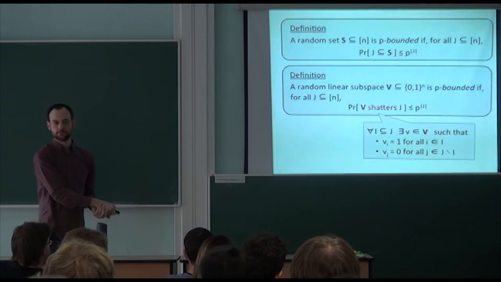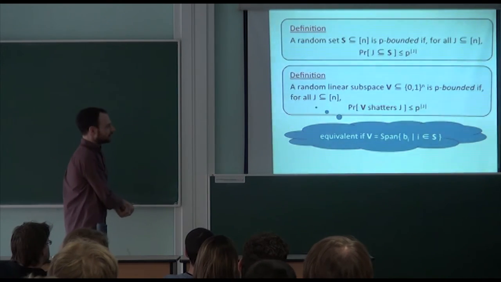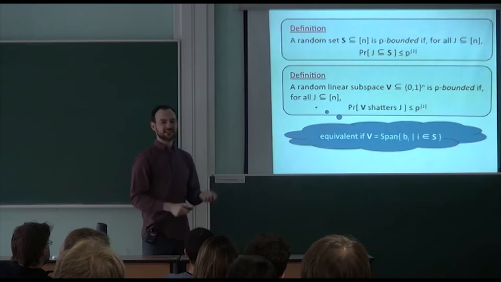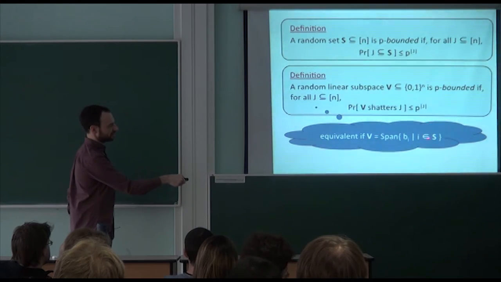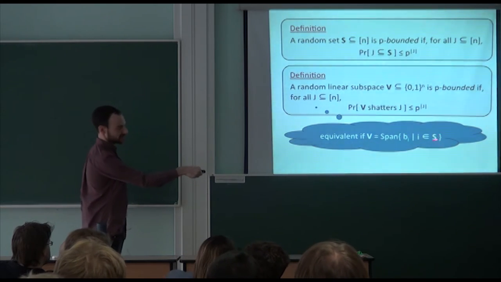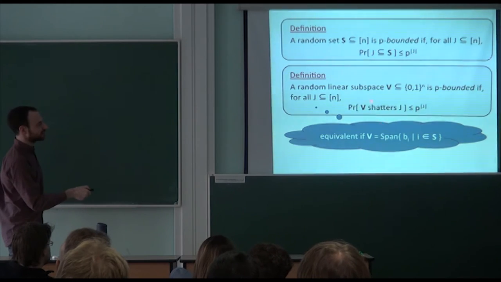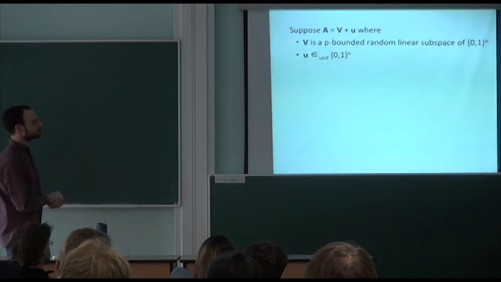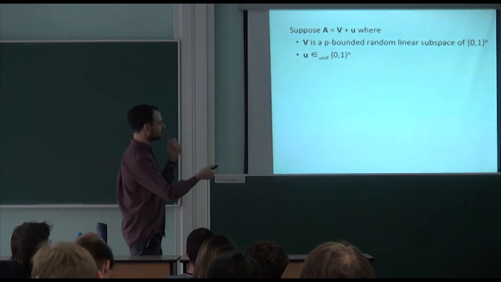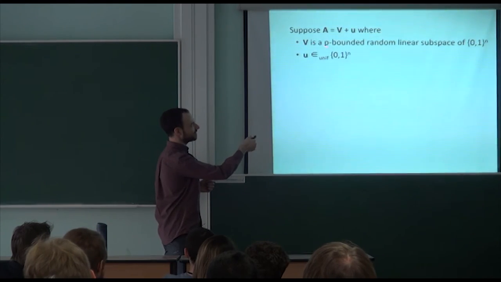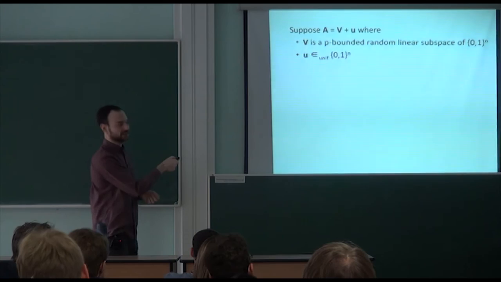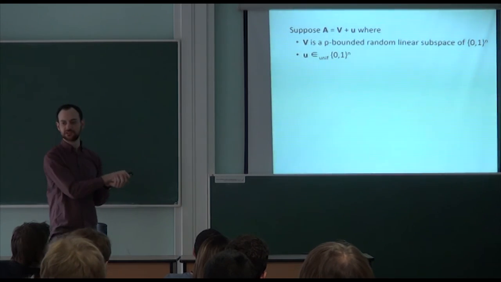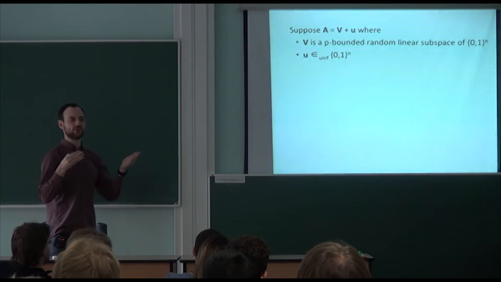So this is equivalent. And moreover, in the case where V corresponded to S, these definitions are equivalent to each other. If we're generating V by S, so in the previous case where V is just the span of the basis elements corresponding to a random S, then J would be contained in S if and only if V shatters J. So again, this is just generalizing the definition. Now let's fix any p-bounded distribution of linear subspaces V, and we have an independent U, and A will be just the random translation of V, V plus U. So A is now like the rho SU.